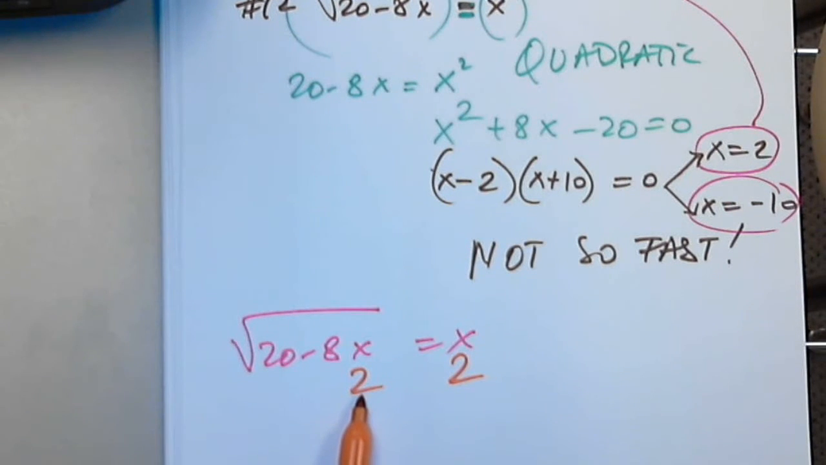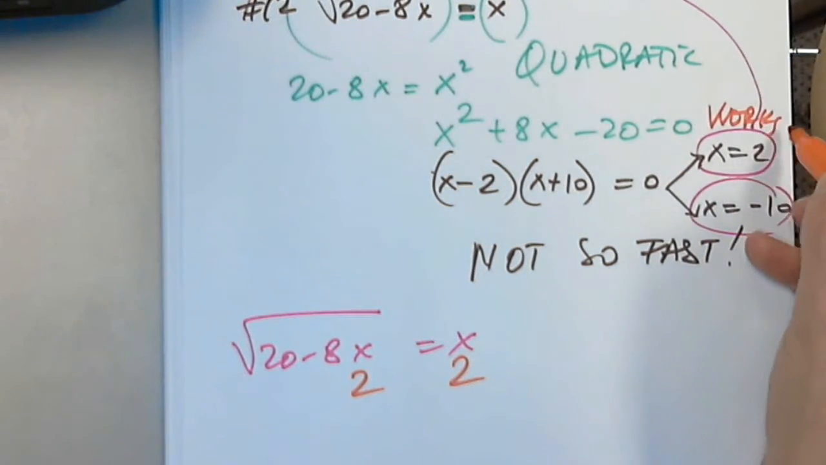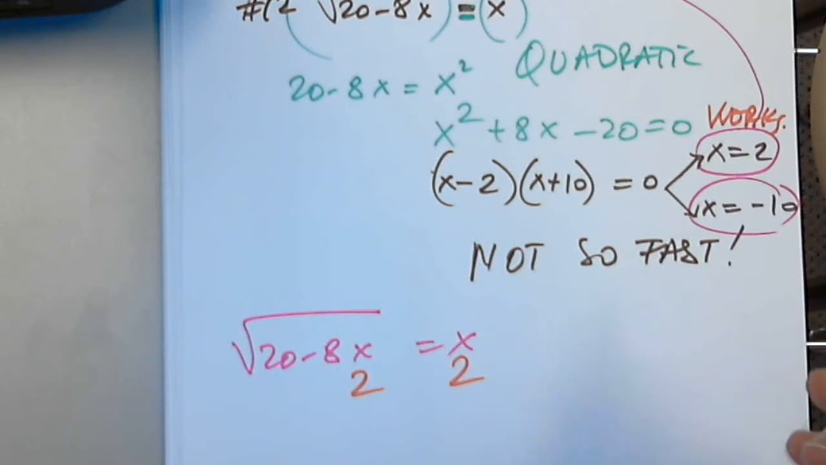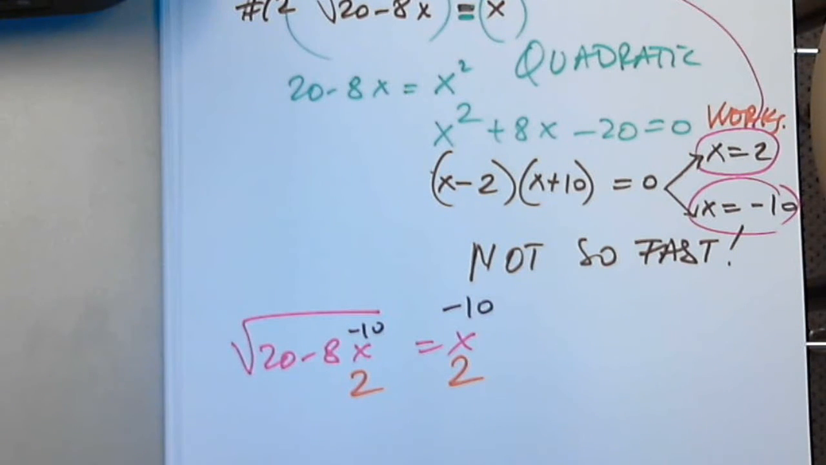So -8 times 2 is -16. How much is 20 minus 16? How much is the square root of 4? 2. Obviously, this works. Now I'm checking -10. Can -10 work? No. Why? Because the square root can't equal a negative. Awesome. The square root can never be negative. So I already know -10 is not a solution, but let's go ahead.